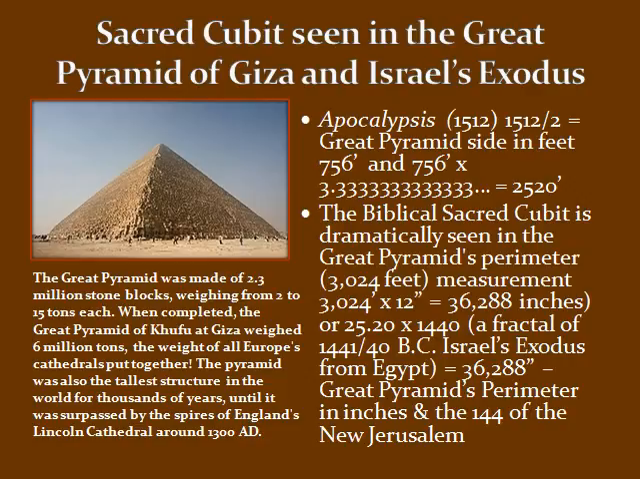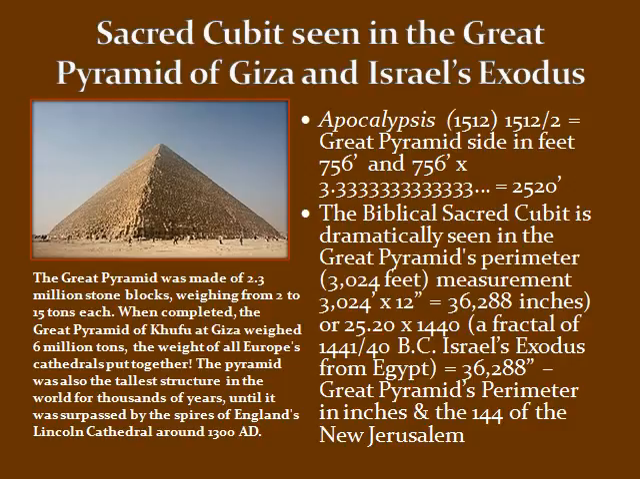3,024 feet times 12 inches will equal 36,288 inches, or 25.20 times 1440, a fractal of the 1440 BC Exodus of Israel from Egypt, will equal 36,288 inches of the Great Pyramid's perimeter in inches, and the 144, I hasten to add, of the New Jerusalem.